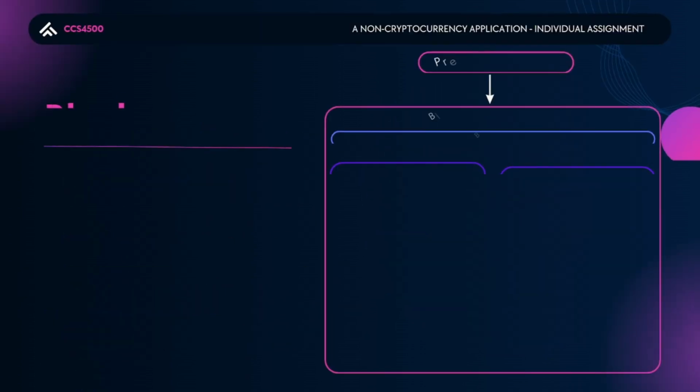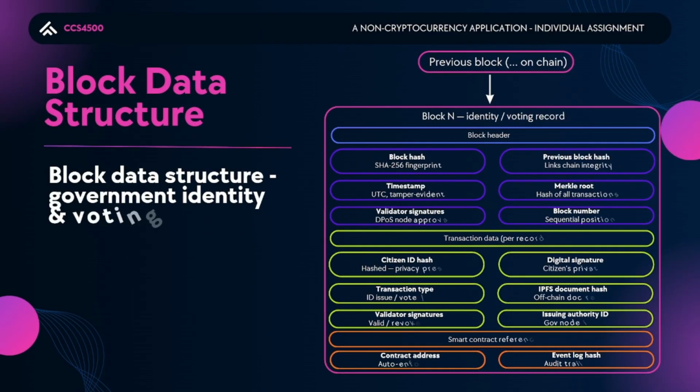Now, moving on to the next slide, it shows the block data structure specific to a government identity and voting blockchain. And as you may see, each block has three layers. First, the block header. This contains the block's own hash, the previous block's hash, which is what chains blocks together and makes tampering detectable, a UTC timestamp, the Merkle root, that is a single cryptographic summary of all transactions in the block, validator signatures from the consensus nodes, and the block number.